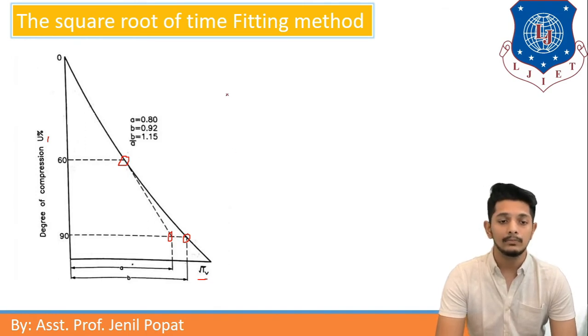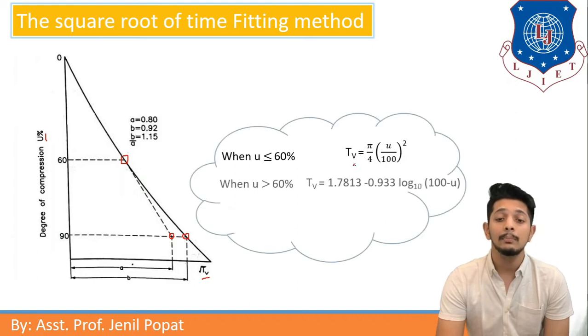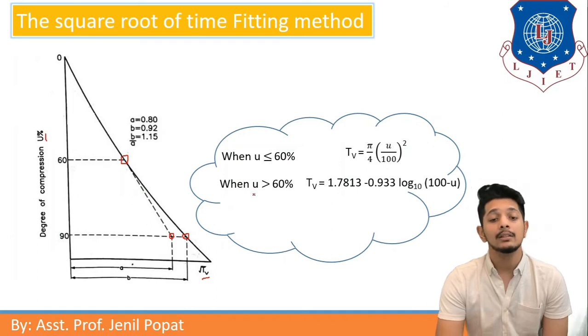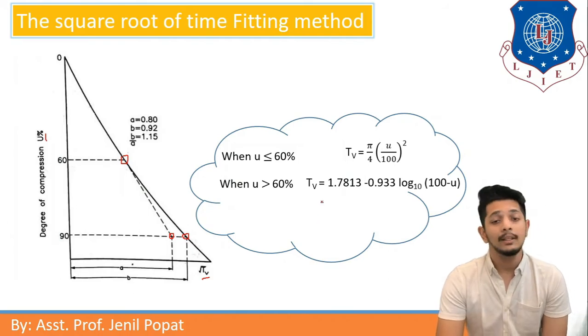We should also remember from Terzaghi's theory that when U is less than 60%, Tv will be pi by 4 into (U by 100) squared, and when U is greater than 60%, then Tv will be 1.7813 minus 0.933 log base 10 of (100 minus U). These are our old equations. Let us move further.